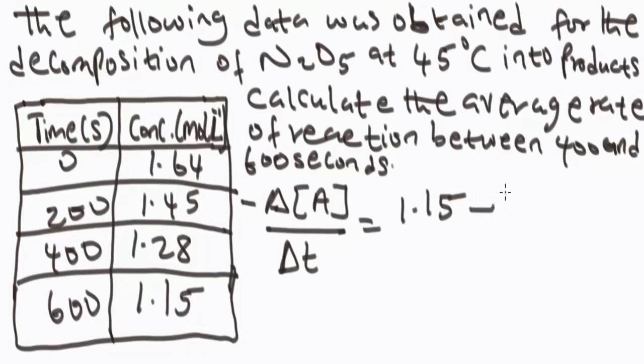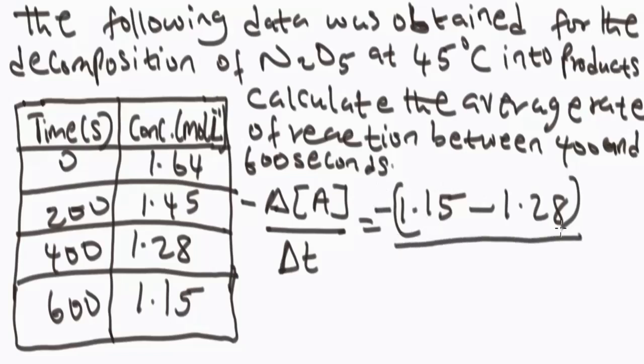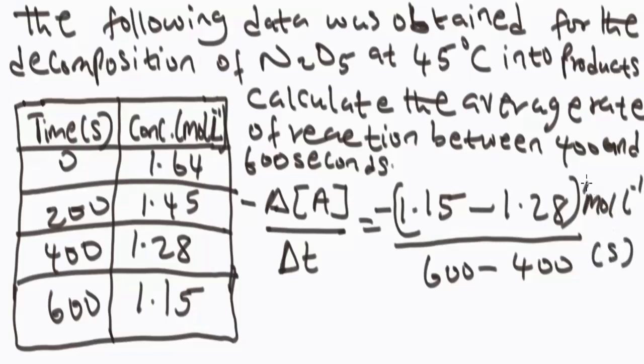We have 1.28. Put this minus sign because the reactant is disappearing, over the time. The T2 will be 600 minus 400. Remember these are all in mole per length and seconds.